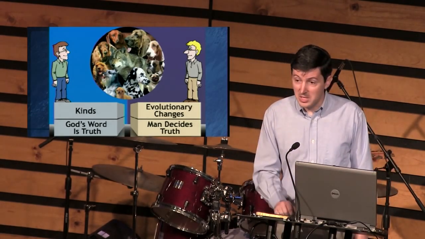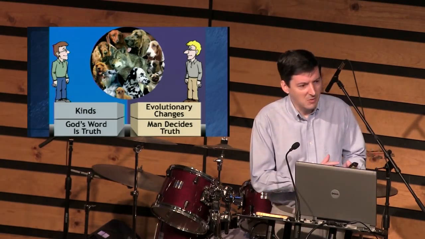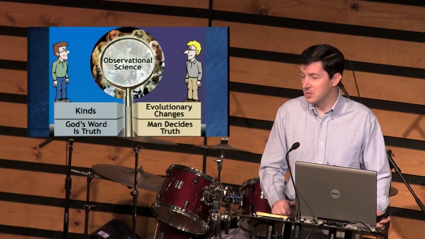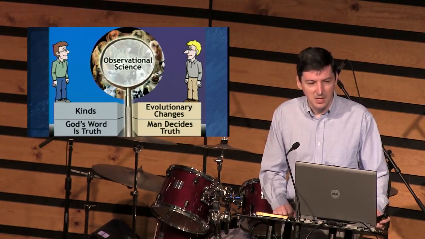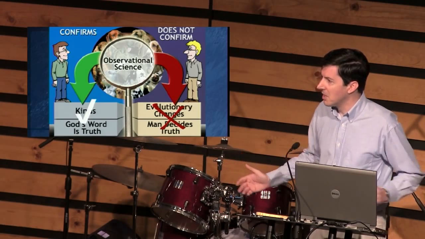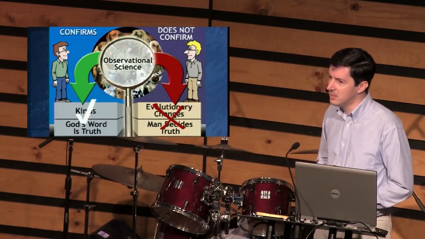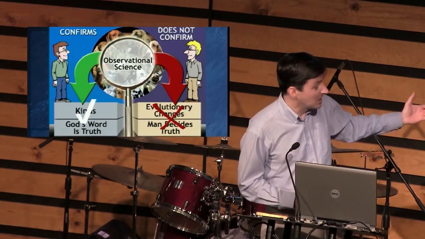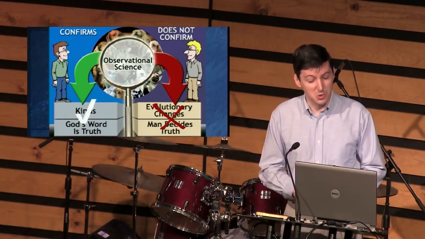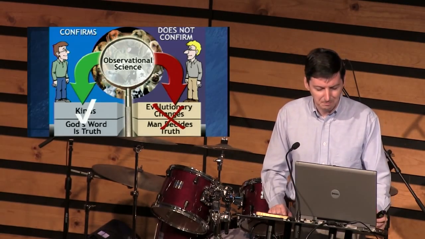And when we do this kind of observation and experimentation, this is observational science. This is the kind of stuff we can test and repeat in the present. And you know what? It confirms biblical creation. It's exactly what we'd expect, given that God made the organisms after their kind. It does not confirm this idea of unlimited upward evolutionary progress, where new instructions, brand new instructions, are added to the genome of an organism.